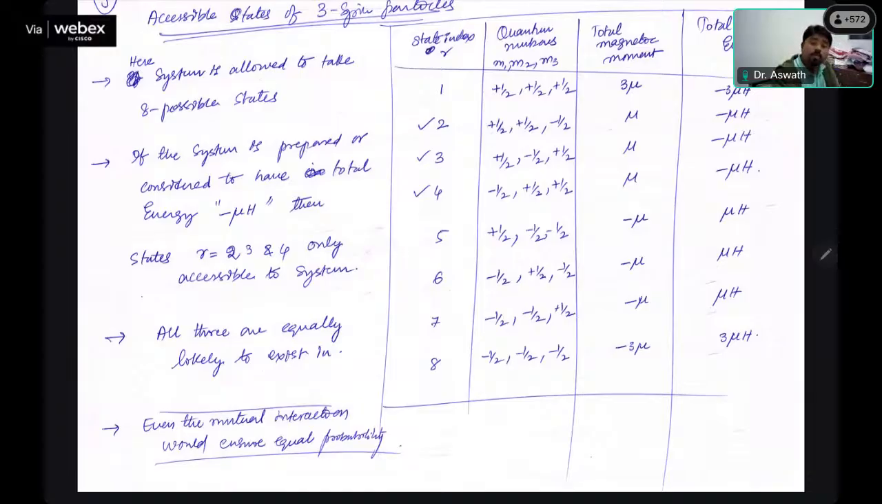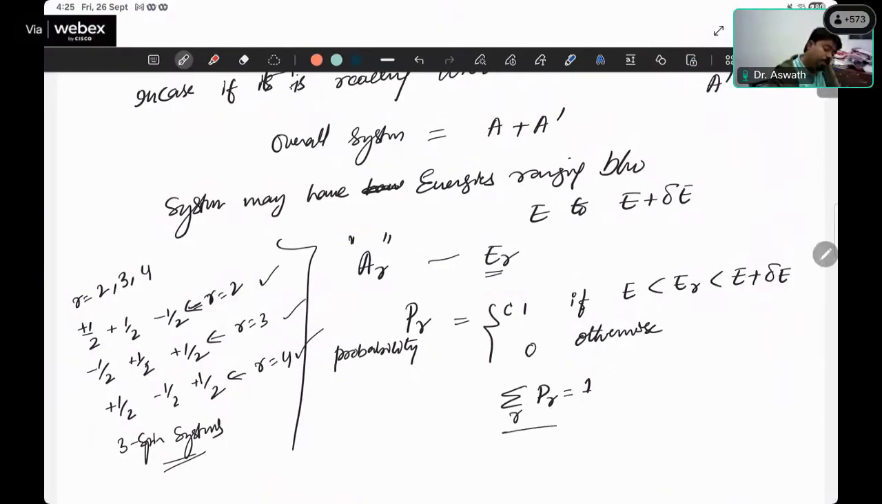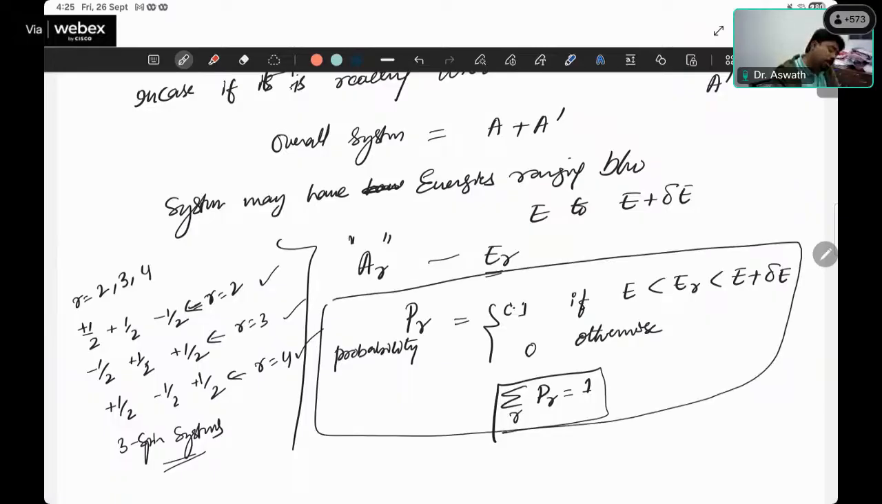Okay, so 3 out of 8 is the probability, and the remaining cases also come out with their individual probability. If I sum all the probabilities, it should sum to 1. So that is what I have, the summation over P_R giving you 1. To take care of it, I'll have a normalization constant C here. For the time being, you can just assume that this is the probability of the 3 cases which are equally likely. Okay, very good.